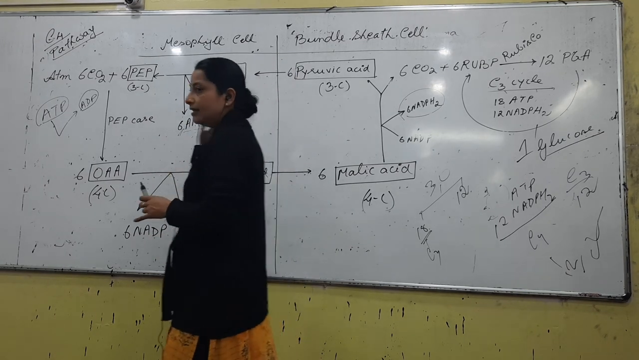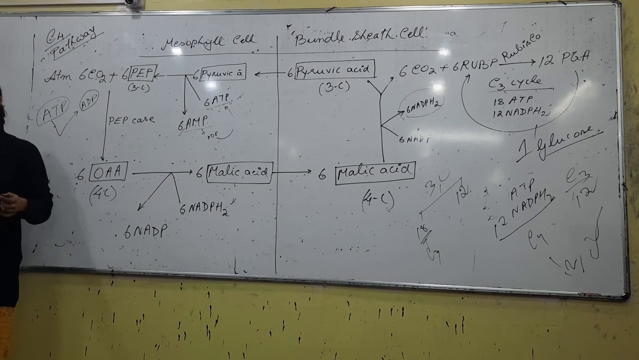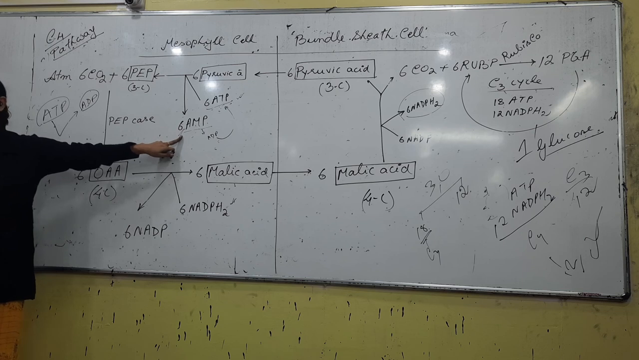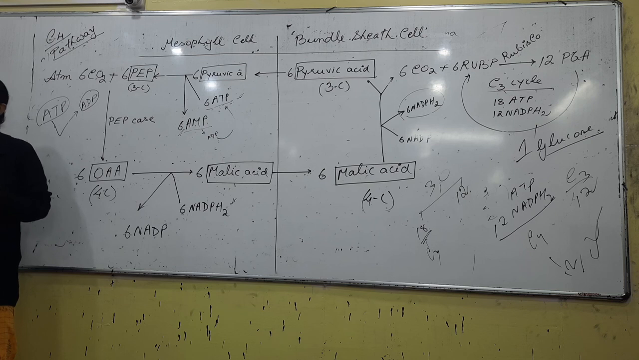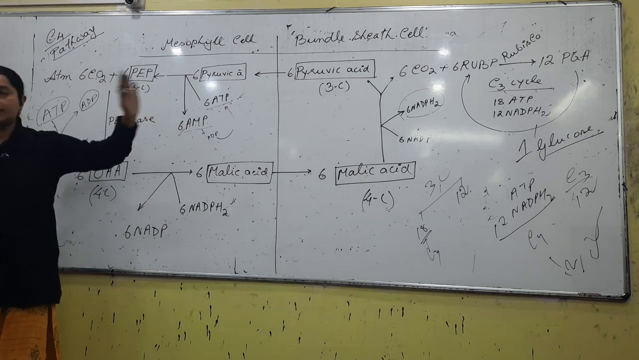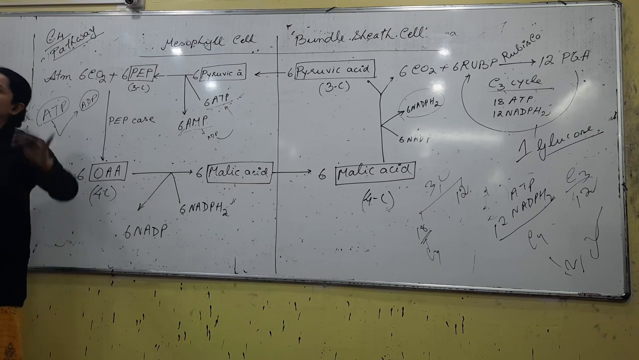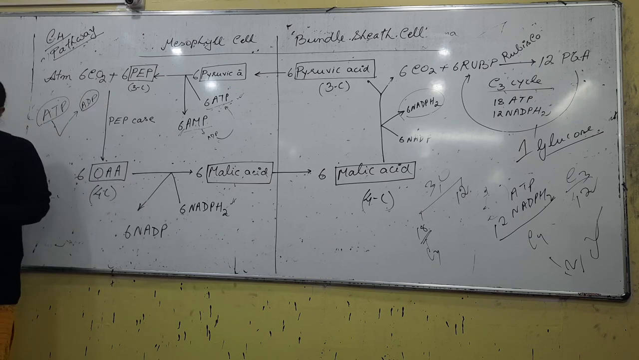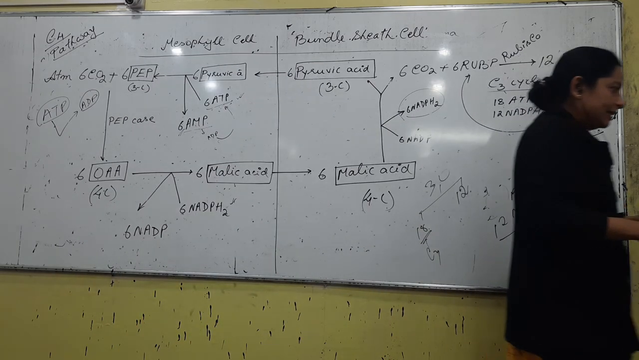Now from the examination point of view, you don't have to learn it by heart. What you need to do is you just have to take out the points as we have explained them in the class. Malic acid is formed, the C3 cycle, Rubisco is present, etc. If the question is, what is the requirement of ATP in C4 cycle? 30. How 30? 18 has already been used in the C3 cycle, and the remaining 12 in the conversion of ATP into AMP and AMP back into ATP. Is the point clear? So this is all about the C4 cycle.